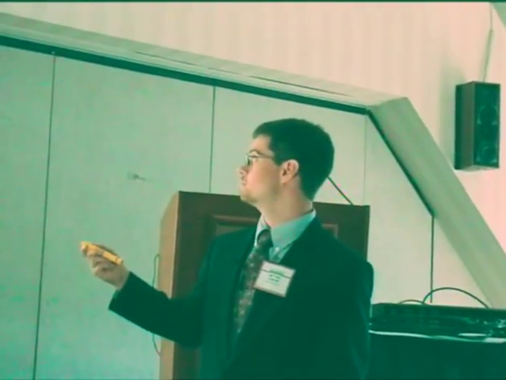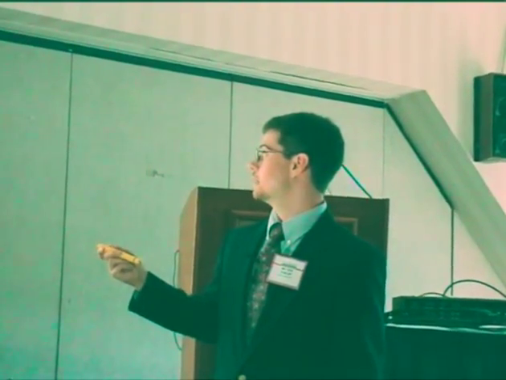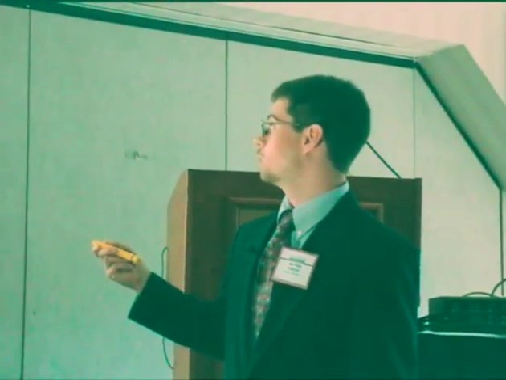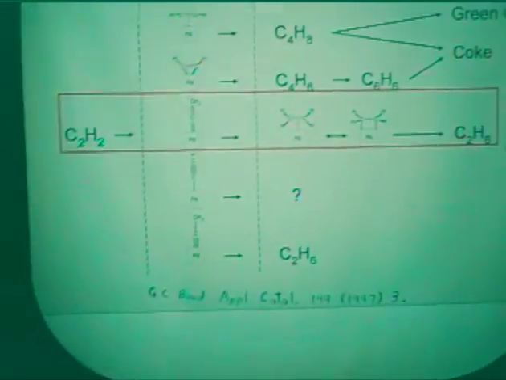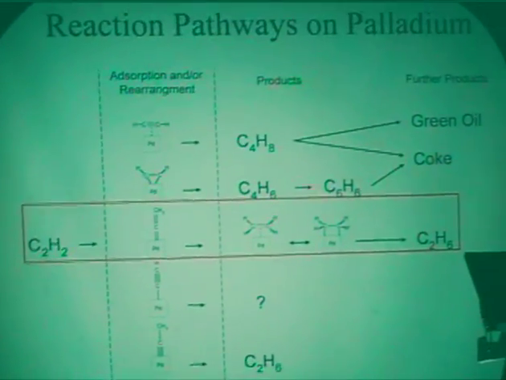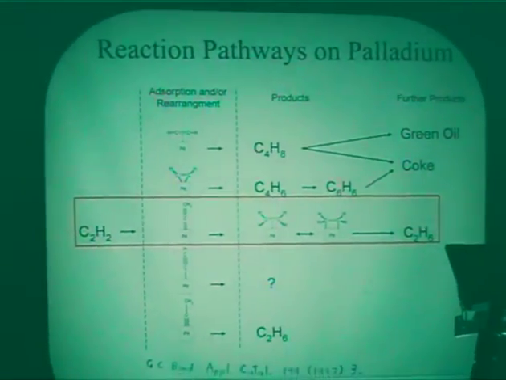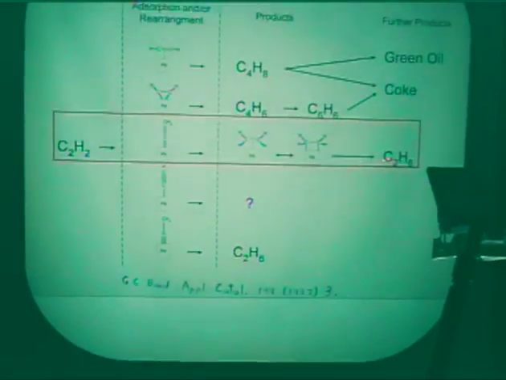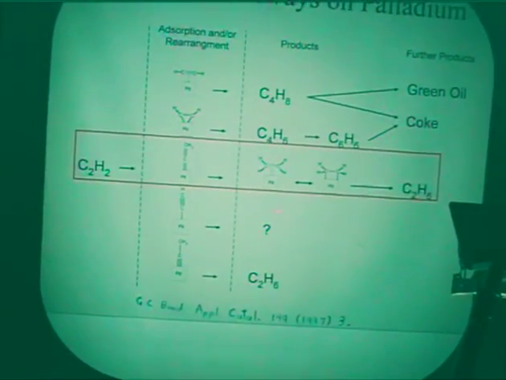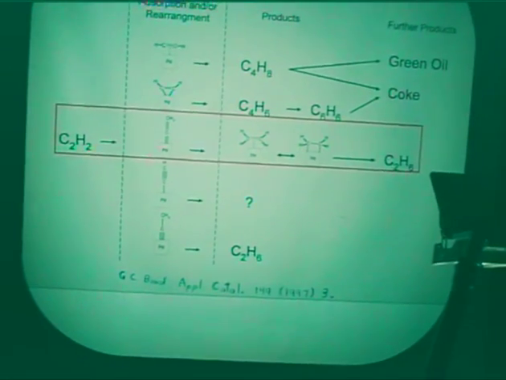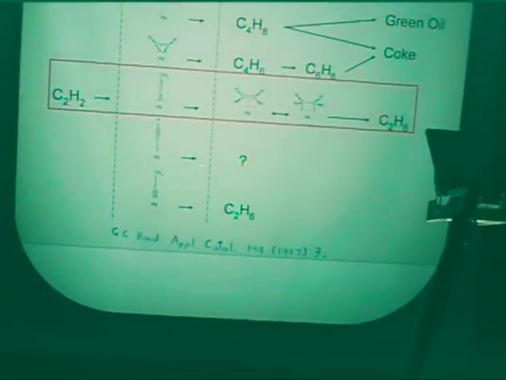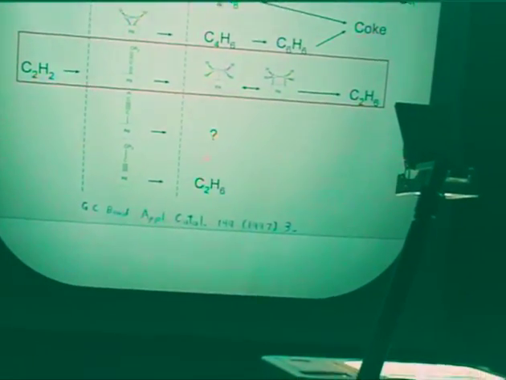So from this, you get a variety of products. You might get butadienes, you might get cyclic C4s, and benzene, and those things can lead to green oil and/or coke, and it may come from these, it may not. But important to this study is the intermediate for ethylene, and then its further hydrogenation onto ethane. Now, the role of the ethylidene isn't really known, or if it is, I haven't been able to find it, so it still may be out there.